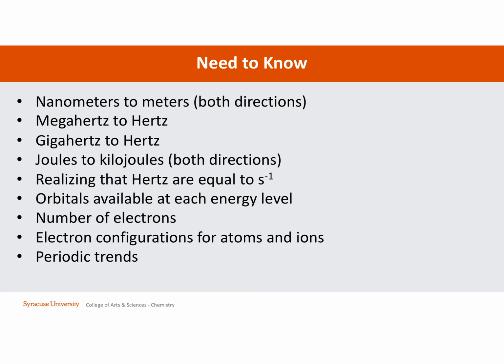So for the exam on Thursday, we need to know how to convert meters to nanometers and back and forth, megahertz to hertz, gigahertz to hertz, joules, kilojoules, conversions like that. Realizing that a hertz is equal to inverse seconds. Understanding what orbitals are available at each level, how many of those orbitals, each orbital holds 2 electrons. Electron configurations for atoms and ions, and then the last thing we need to know are the periodic trends within the periodic table that we talked about. Atomic radii, ionization energy, and electron affinity.